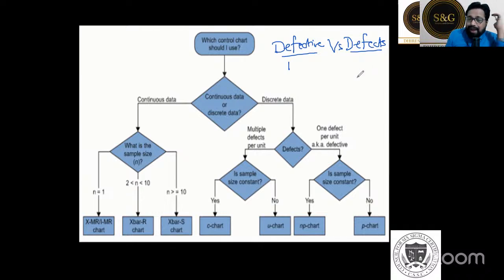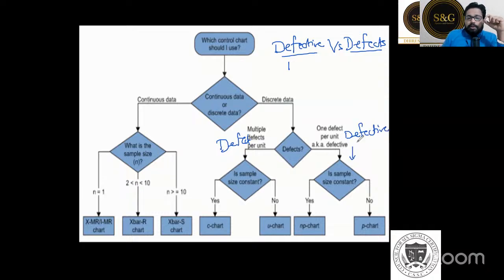Now, defect or defective. If there is a defect, we will follow this path. If we have defect data, we will follow this path. If we have defective data, we will follow this path.